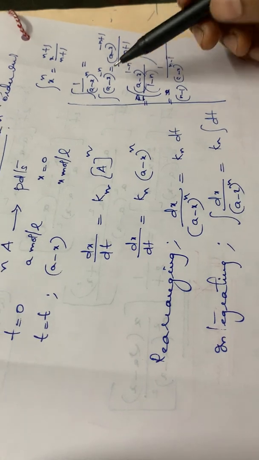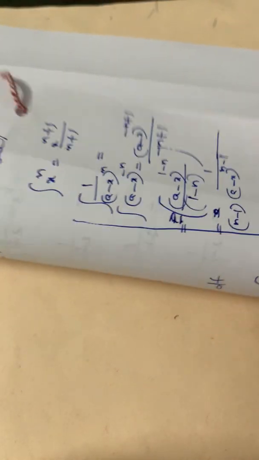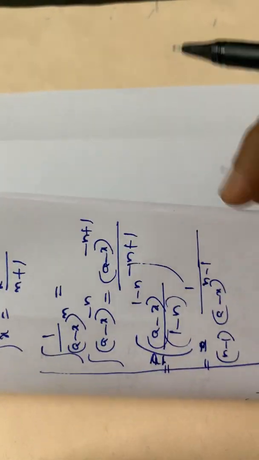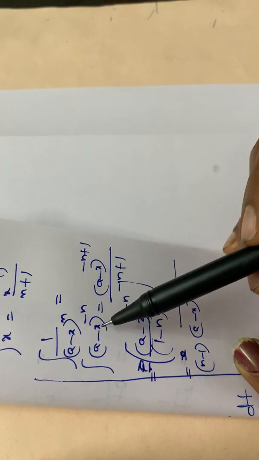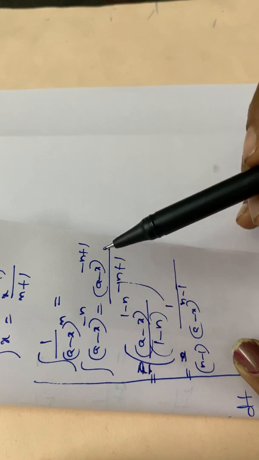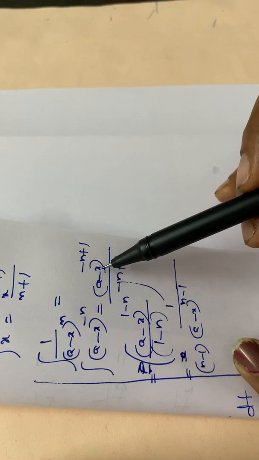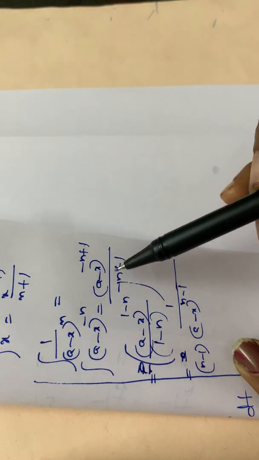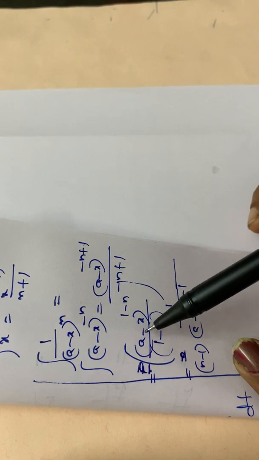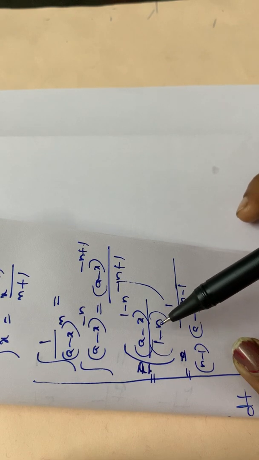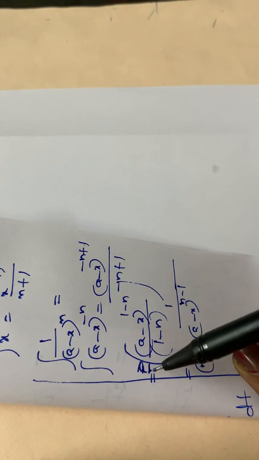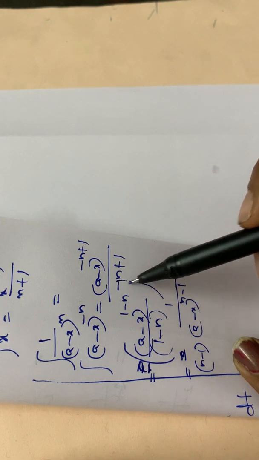Hope you are clear. See, 1 by (a minus x) the whole raised to n, we can write it as (a minus x) the whole raised to minus n. That is equal to (a minus x) raised to minus n plus 1 divided by minus n plus 1. That is equal to (a minus x) raised to 1 minus n divided by 1 minus n, into minus 1 of this particular 1 minus n. Okay, so minus of (a minus x) up to this term.